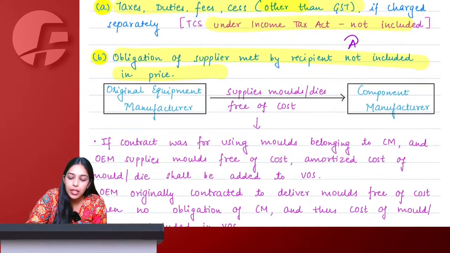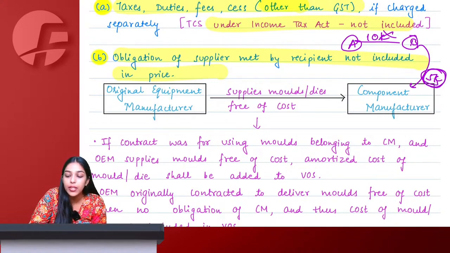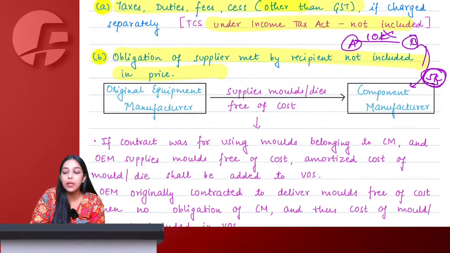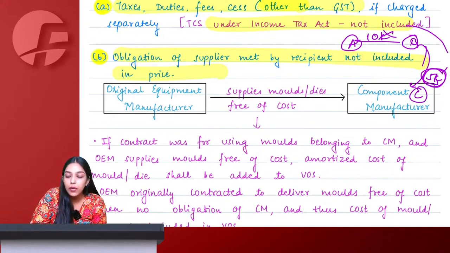So let's say Mr. B was liable to give only 10,000 to Mr. A, but then there was some additional 5,000 which was not included in this price. This additional 5,000 that B has to give to C, this will also form part of the value of supply, right?